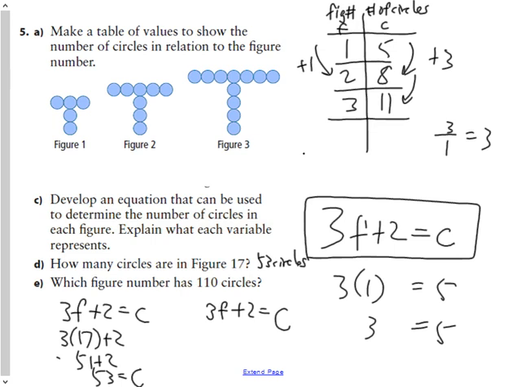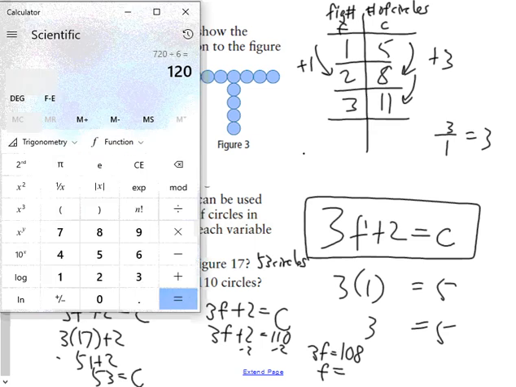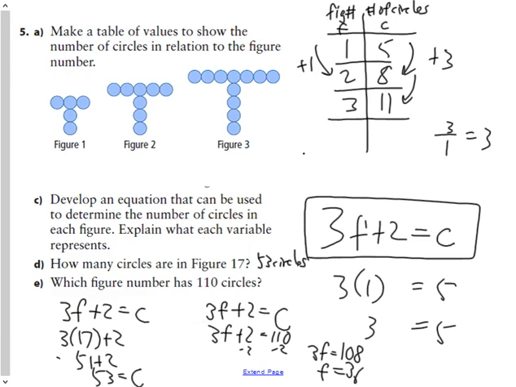And for the next one, which figure number has 110 circles? So I know my circles for this one, so I'm going to put 110 here. Isolate using opposite operation. 108 divided by 3. 108 divided by 3 is 36. Therefore, what figure number? The 36th figure would have 110 circles.